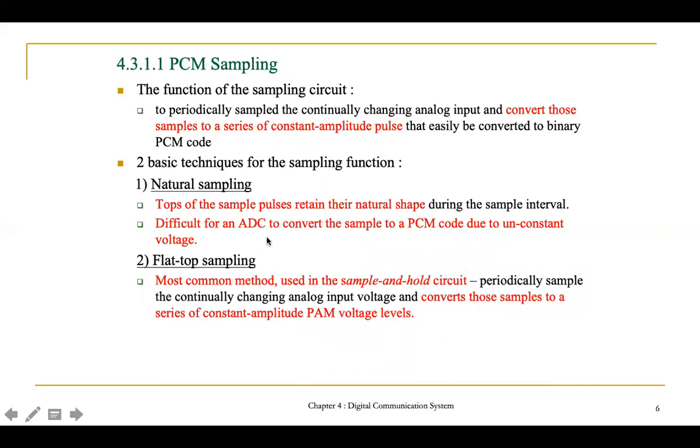However, natural sampling is difficult for an ADC to convert the sample to a PCM code due to unconstant voltage. In the next slide, I will show you the difference between natural sampling and flat top sampling. The second one is flat top sampling. This is the most common method. It is used in the sample and hold circuit. It converts the samples to a series of constant amplitude, pulse amplitude modulation voltage levels.